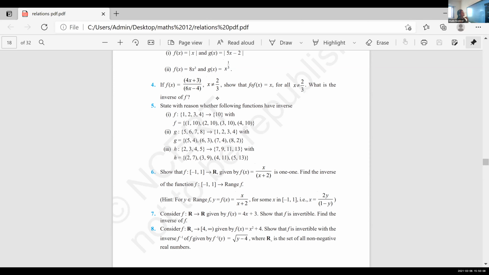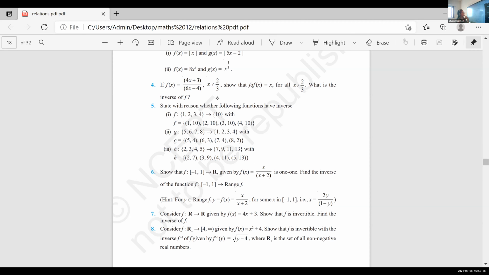When will you say inverse exists? Bijection. So is it a bijection? Check here. Is it 1, 1? Is it onto? Yes, both. No. No, it's not.